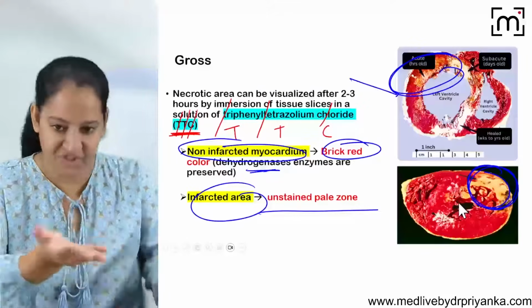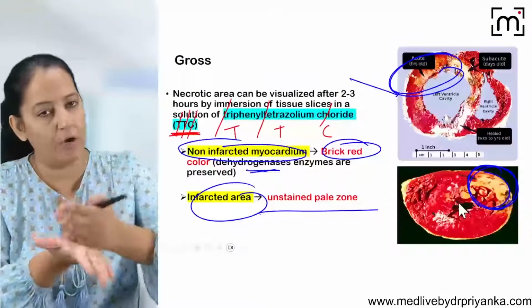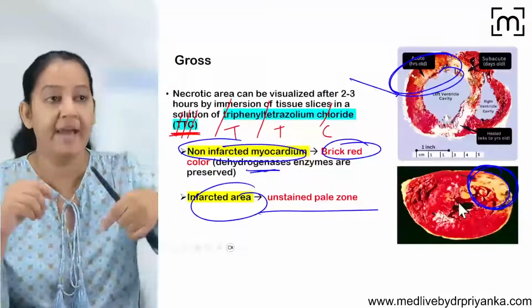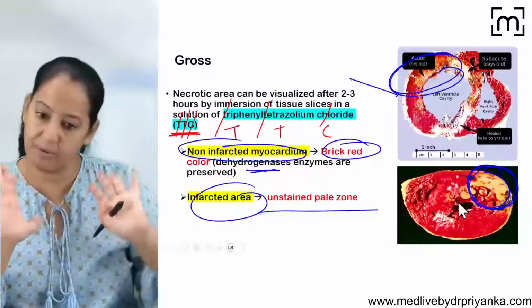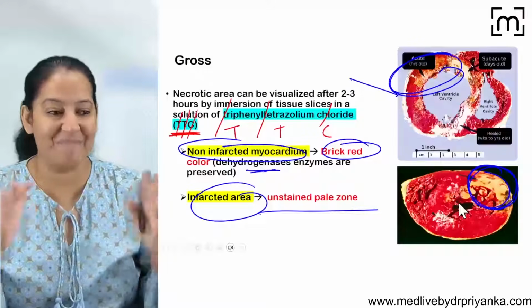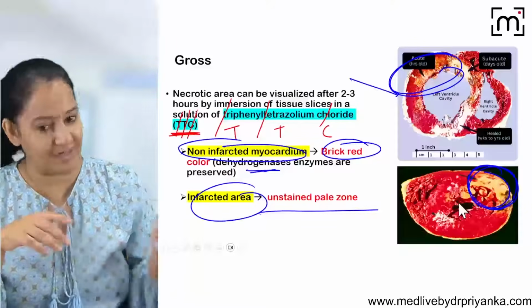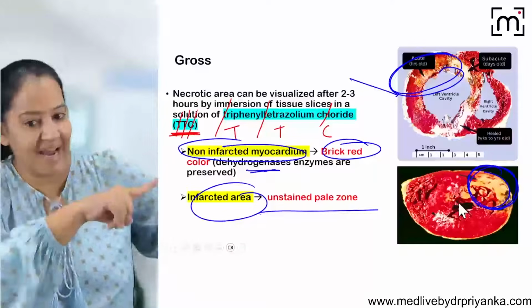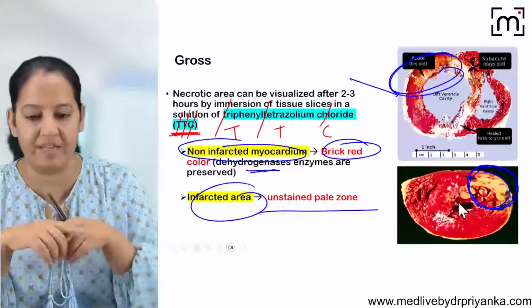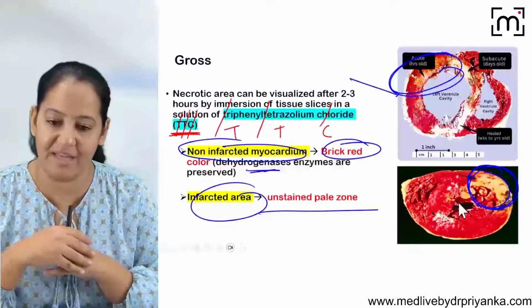So we have opened the chest, we have taken the heart out, we have cut the heart into multiple slices, put them in TTC, and we found the yellow or brown area. So infarct is present. But it is not sufficient. Maybe this infarct is 10 years old. The wife of this person is saying that the person had MI 10 years ago. Maybe it is not now the cause of death. The cause of death can be something else.